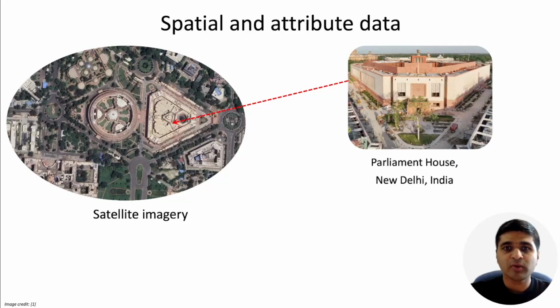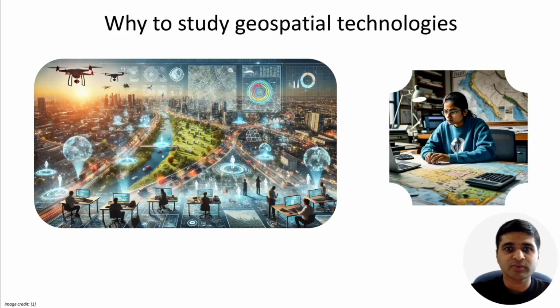This powerful blending of location and descriptive information is one of the key reasons why geospatial technology is such a valuable part of our world today. These technologies use data from satellites, drones, and other sensors to help us see changes like shrinking forests, growing cities, or shifting weather patterns. By studying geospatial technologies, you can learn much more than just mapping tools like GIS or remote sensing. You also learn how to solve real-world problems.